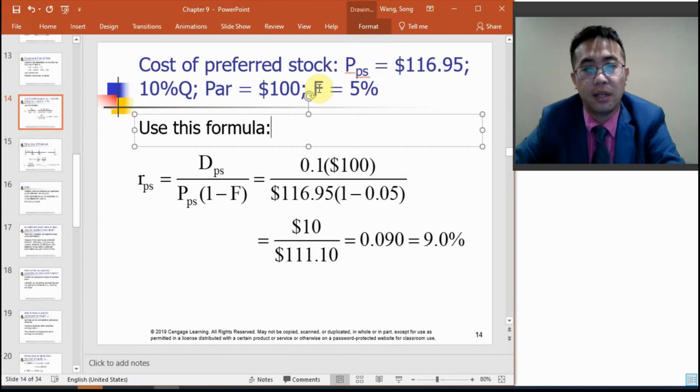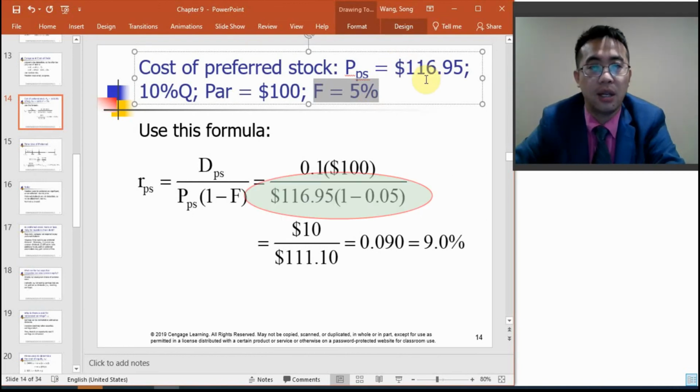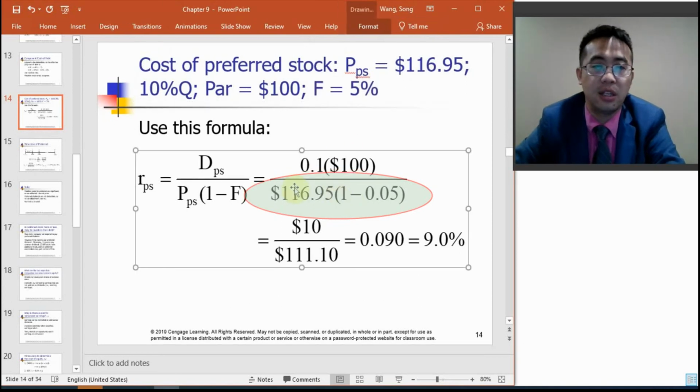Well, the thing would get a little complicated once the flotation cost comes into play, because that will reduce the full price to the after-flotation price. Since the flotation cost is 5%, then the firm, when they sell the preferred stock, they don't get the full price in their pocket. They're only getting 95% of that, with the 5% going to the investment bankers.